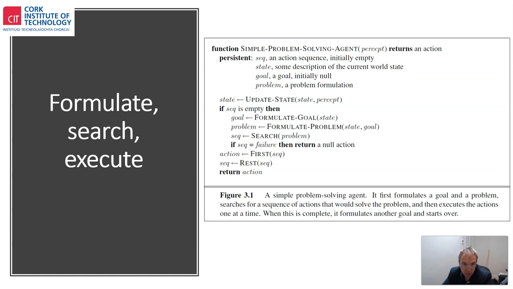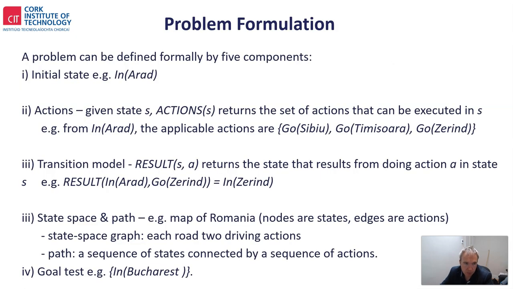If sequence equals failure, then return a null action. In such case, if no path could be identified to solve the problem. And then once that's formulated, we carry out the first action, and sequence is updated to remove the first action and is equivalent to the remainder of the sequence of actions, returning the action we do. Okay? And that will be invoked until we have arrived at our goal.